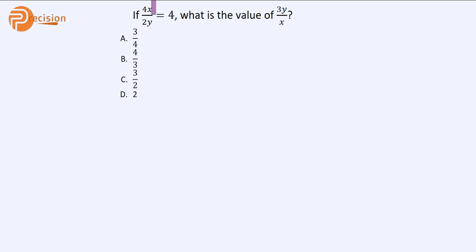If 4x over 2y is equal to 4, what is the value of 3y over x? This question is actually simple if we can use the right approach. So let's solve using algebra instead of picking random numbers.